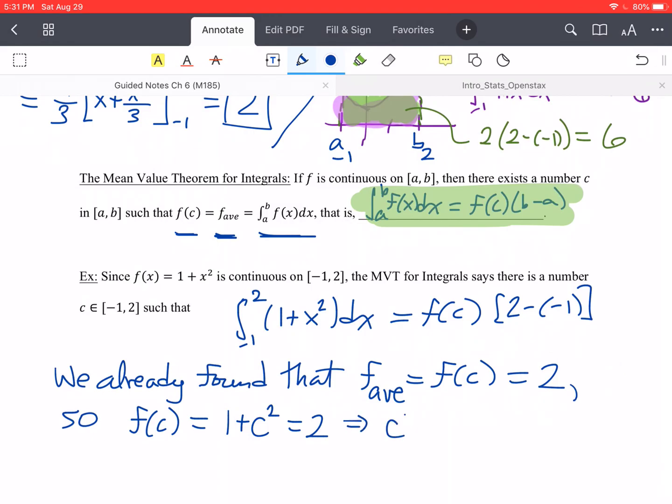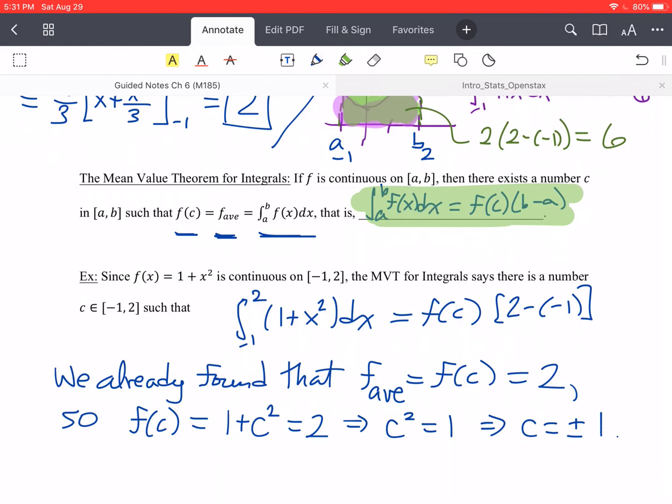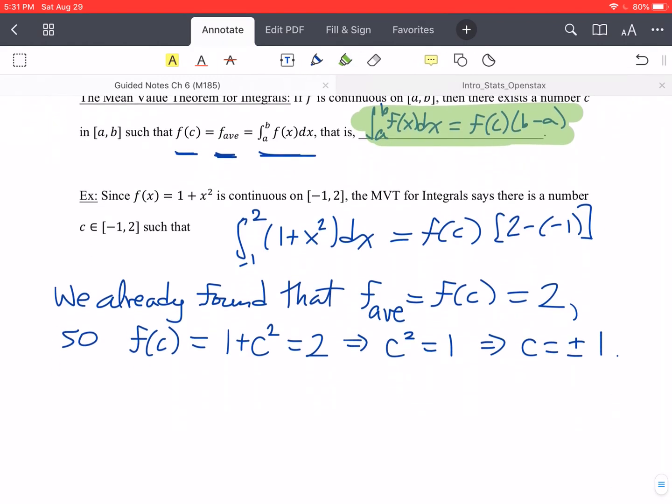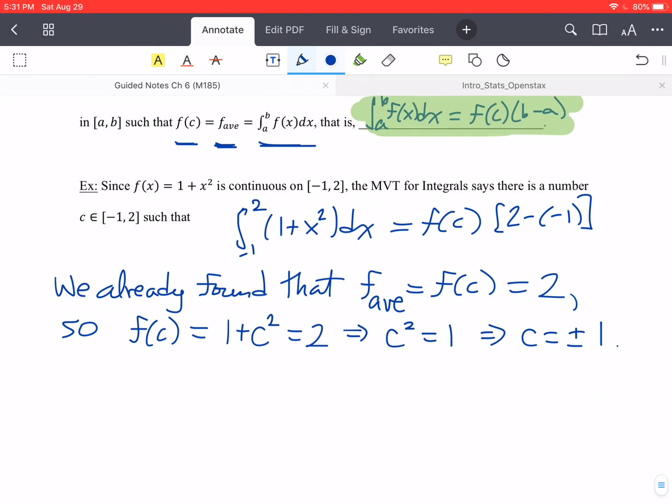Now we can solve this for c. We get c squared equals 1, c equals plus or minus 1. Both of those are in our interval of -1 to 2, so we're actually going to keep both of them, just like we would with the mean value theorem for derivatives.